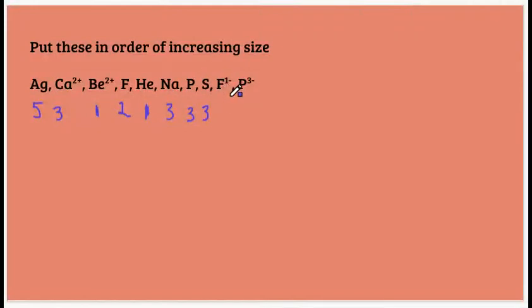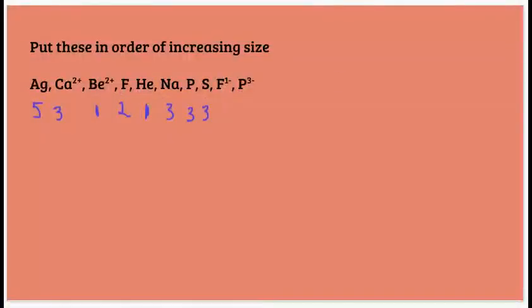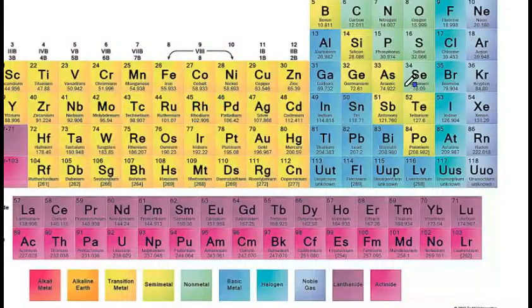F-1 is called fluoride. So if we go to the periodic table, F is in the second period. If it gains 1, it'll be like neon, so it'll still only have 2 energy levels. Phosphorus is in row 3. If it gains 3 electrons, it'll be like argon, and it'll still only have 3 energy levels.